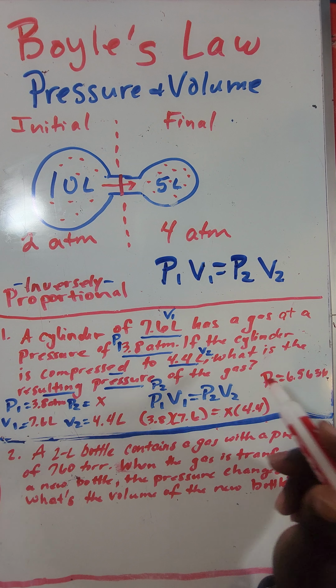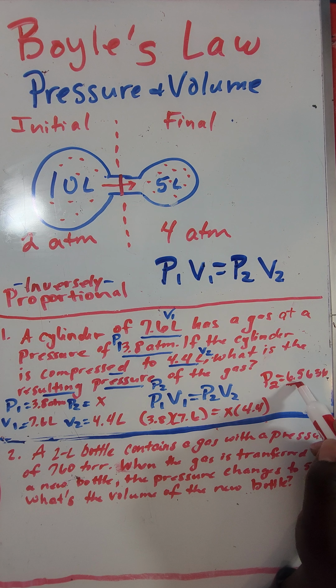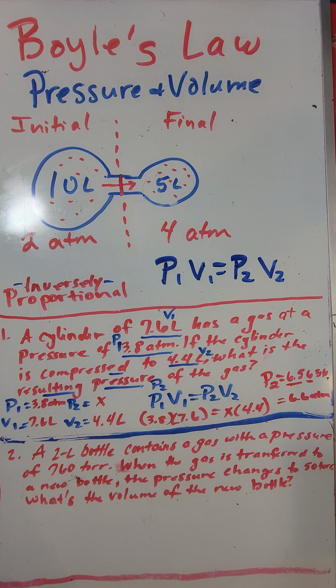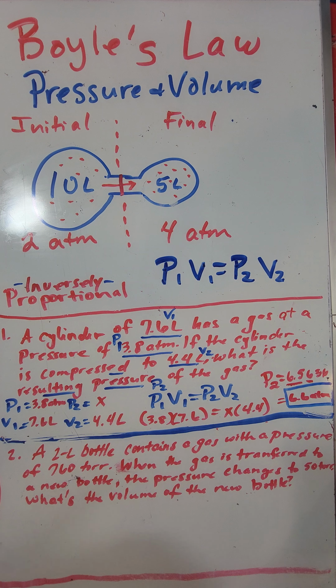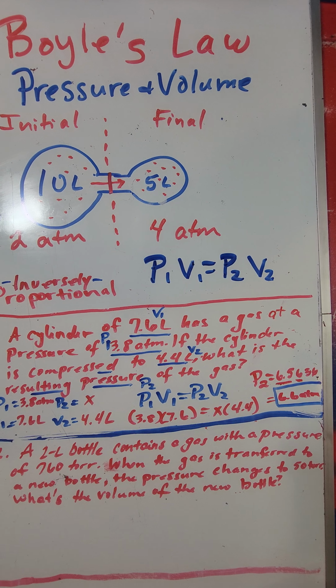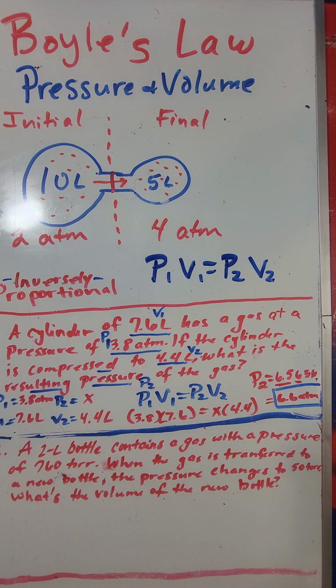So 2, 2, and 2. So we're going to keep 6.5. The 6 is going to round the 5 up. So this will really be equal to 6.6 ATM. And that would be our answer. Good. Hope so. All right.